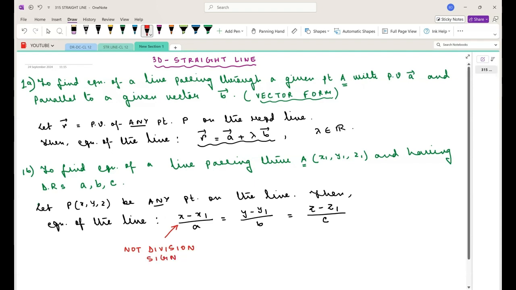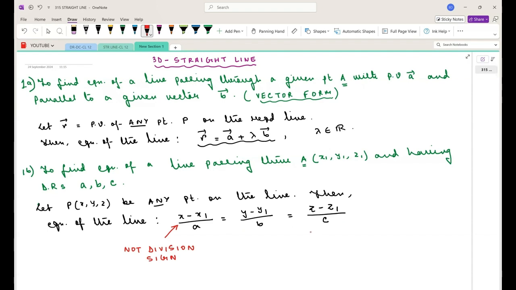Why? Because you may have direction ratios 0. Say there is a straight line whose direction ratios are a, b, and 0. So in that case, it will become z minus z1 by 0, and that is undefined. But it is not actually division. This is just a symbolic way of representing the equation of the line where A, B, C are the DRs, whether 0 or not. So this is one thing to note.